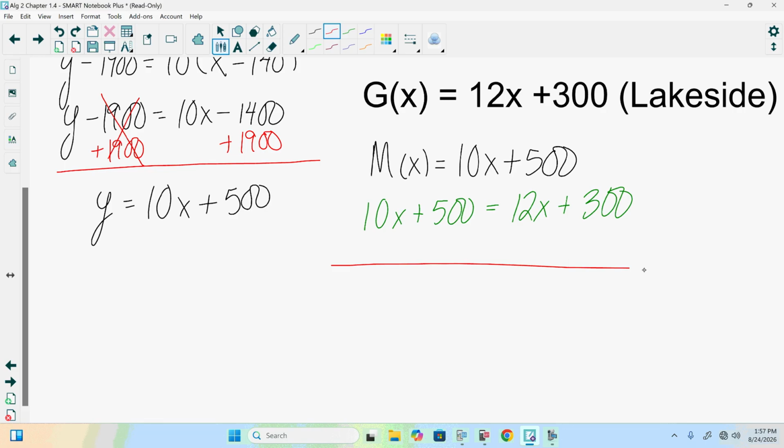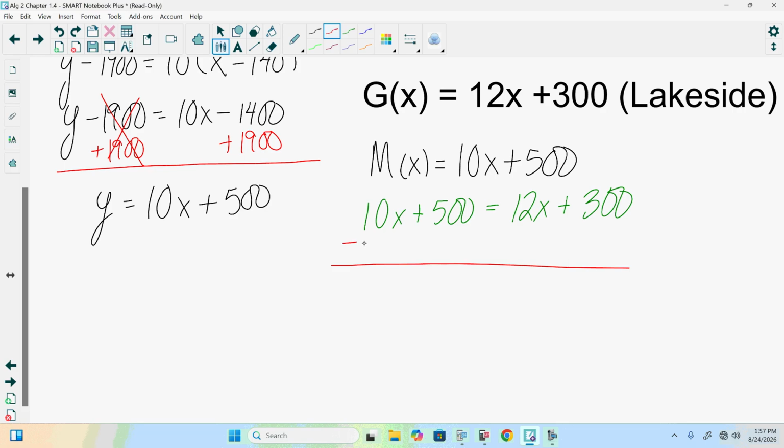I do 10 and 12. So, subtract 10x from both sides. Yeah, so we can subtract 10x from both sides. Could we subtract 12x from both sides? Yeah. Could we have subtracted 500 from both sides? Could we subtract 300 from both sides? Does it matter which one we do? No. So whichever one you see first, or whichever one you want to do first, do that first.